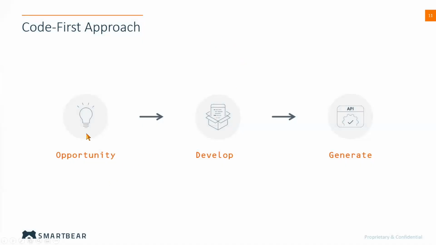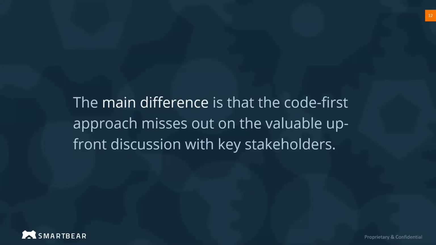So what that looks like, there's an opportunity or requirements. Then they develop the API. The developer team of the API will create the actual code. Then after the fact, we will create a specification. So it is easier to create a specification after the fact. We don't have to write it from scratch. But in the design first approach, we can see the benefit of not needing to change a lot of the code after the fact. So here we can see the main difference is in the code first approach, we're missing out that valuable upfront discussion with the key stakeholders.